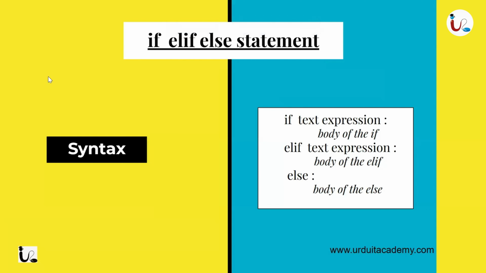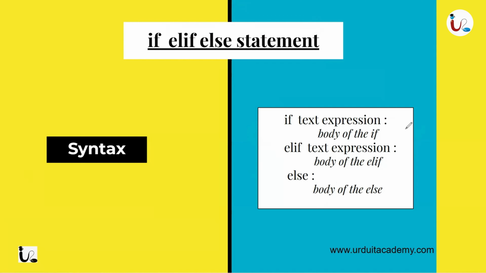Now let's learn about the if, elif, and else statement. So this is the syntax of the if and elif statements. So first, if text expression, the condition obviously. If it is true, the computer will execute the body of the if. Okay. And imagine if this condition is wrong. Then what happens is that the computer will come to the elif statement and it will check the text expression of the elif statement. If it is true, the computer will execute the body of the elif and it will skip the body of the else.